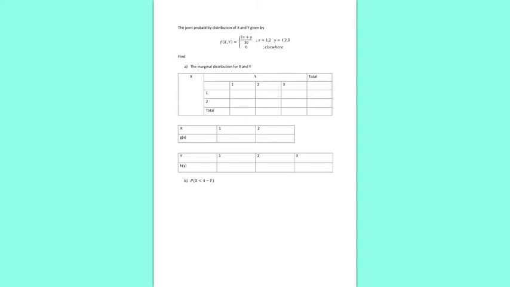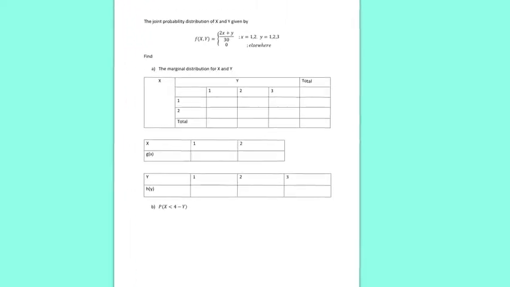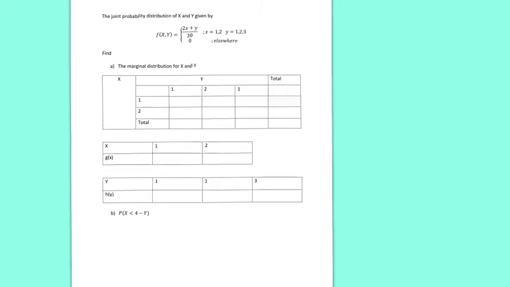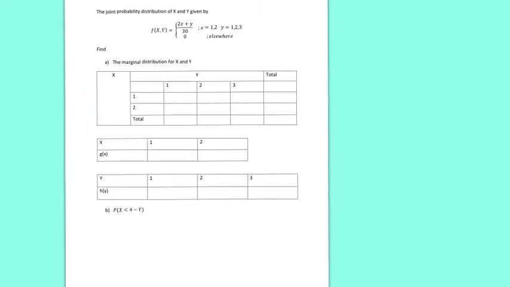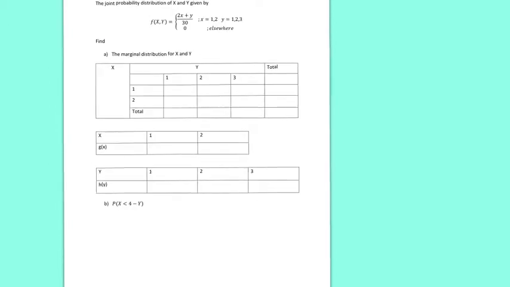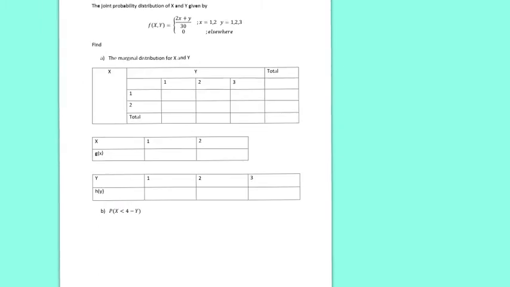Okay, so we are going to discuss an example of the joint probability distribution of x and y. Based on this question, we have variable x and variable y, and the question gives you the joint probability distribution. For question A, find the marginal distribution for x and y.